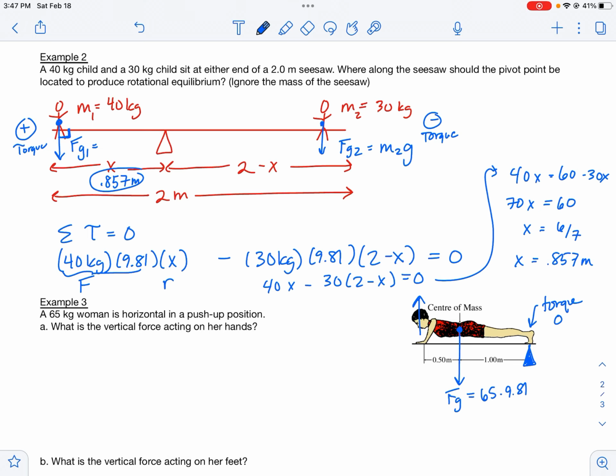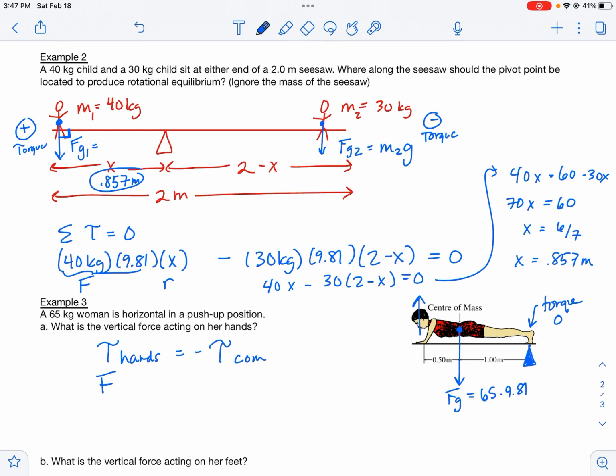You may wonder why I did example 2 the way that I did. I was being very exacting. Maybe we can skip a step and say that the torque from her hands has to cancel out the torque from her center of mass. So the torque from the hands has to be equal and opposite from the torque from the center of mass.